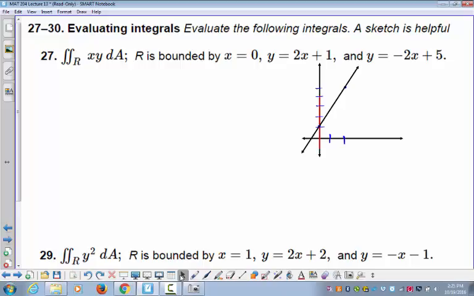And then the last one, y-intercept of 5 and the slope is negative 2. So that's going to look pretty similar, except go the other way. So when x is 2, we're at 1. And 0, 5. All right, so those are three intersecting curves.